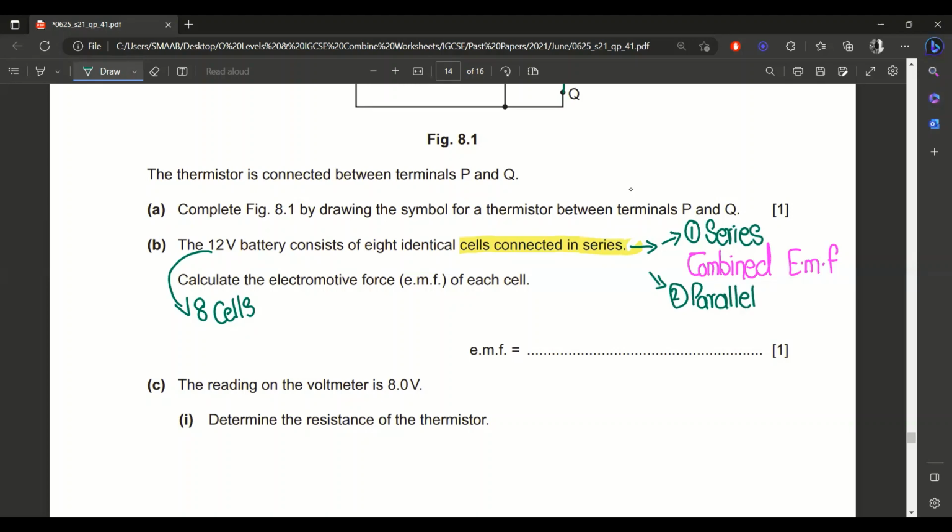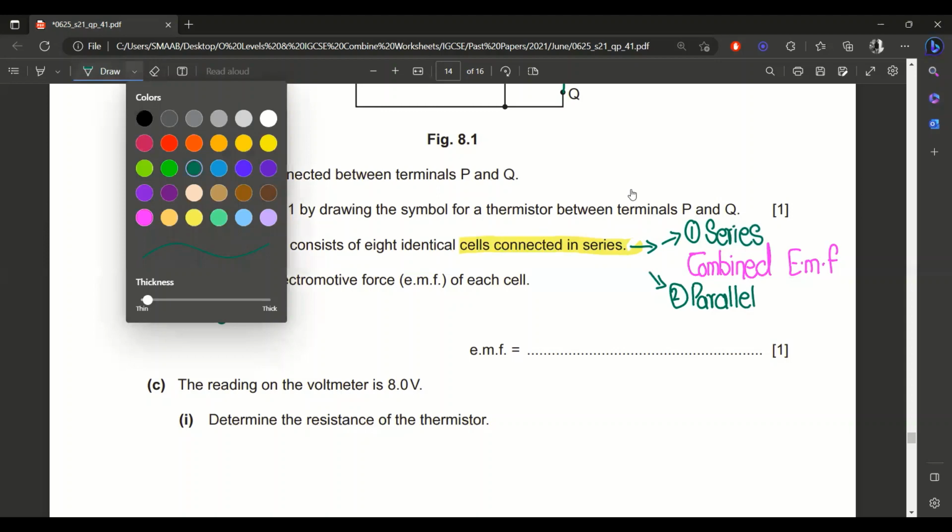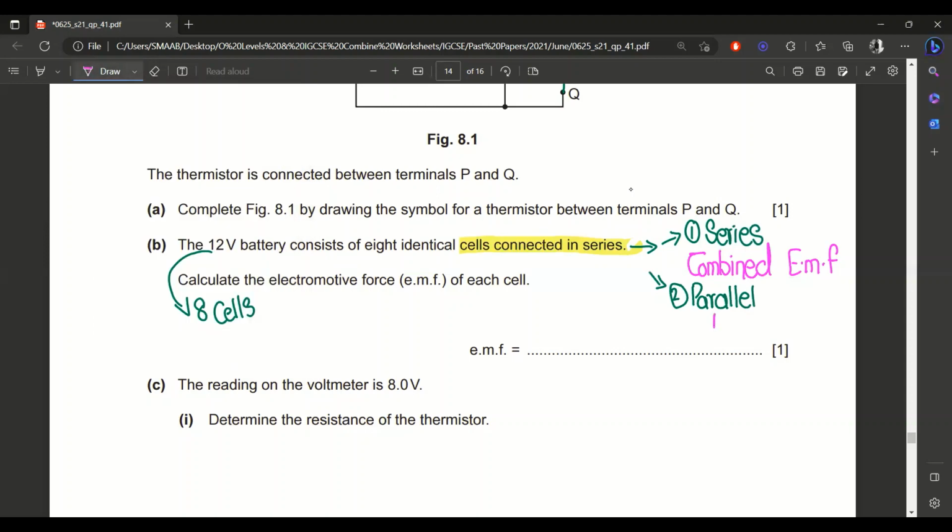Let's suppose the EMF of one cell is equal to 1.5, so two cells will also give us the value of 1.5, but those cells will last for longer as compared to the series combination, right? So normally we use parallel combination for the long-lasting concept. And if we want to increase the EMF, we use the series combination of cells. So in this question, we are using series combination.